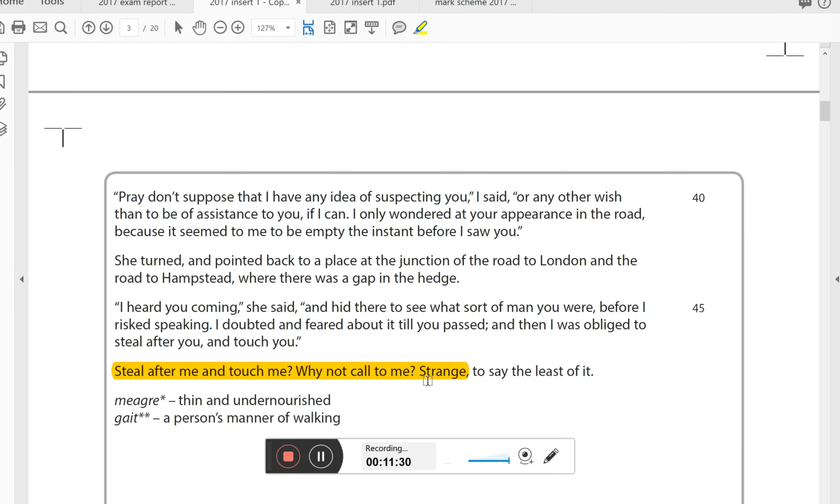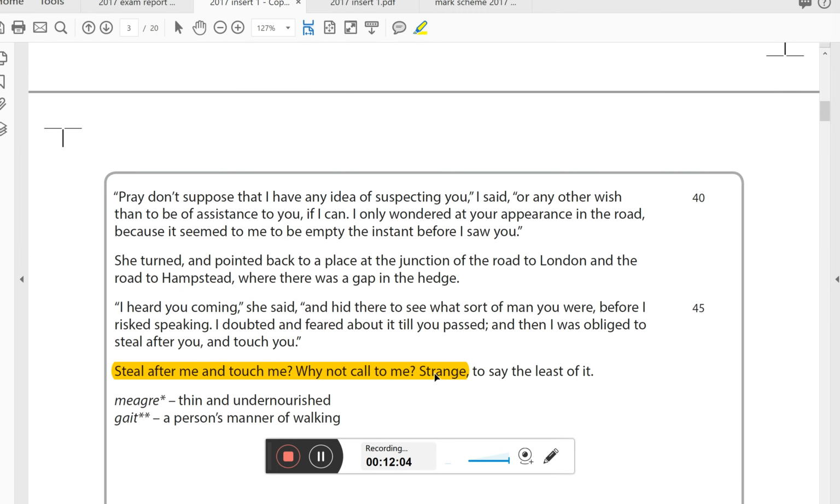these questions. So remember, a mistake that my students often make is they think that questions are always rhetorical questions to the reader, and that's often the case with non-fiction, but often in fiction, where there's questions, it's often the narrator or the character questioning themselves. So in this case, I think, "steal after me and touch me, why not call to me?" It's a way for the writer to show us that the narrator is really confused and he's questioning himself.